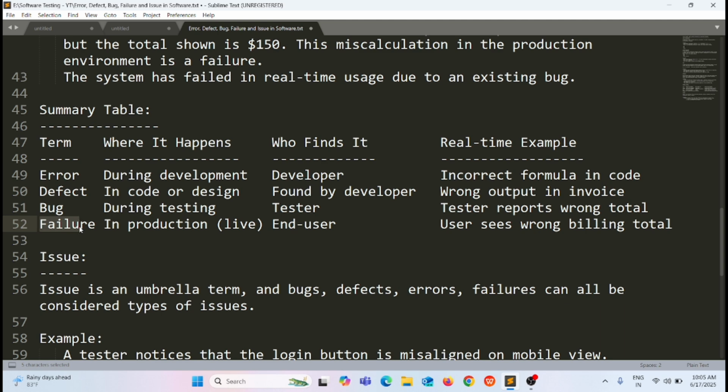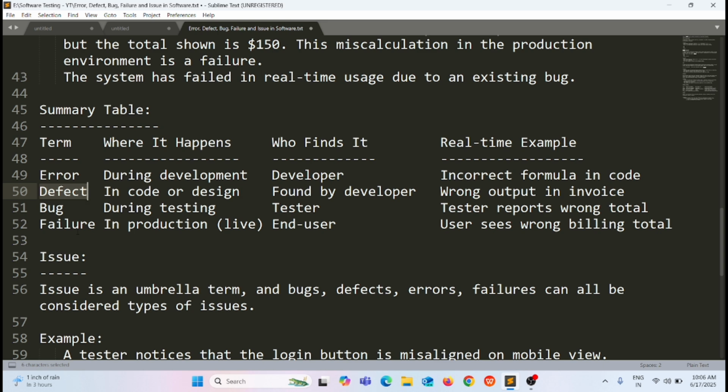Which are those four? One is error, another is defect, then bug, and then failure. These four are present, and the umbrella itself is called an issue. So issue is an umbrella term. Bugs, defects, errors, failures can all be considered types of issue. So all are issues.